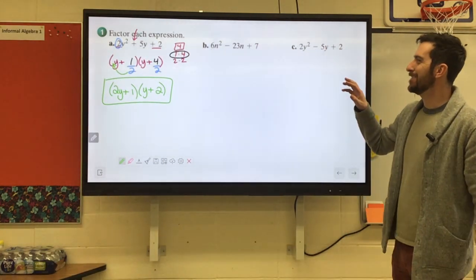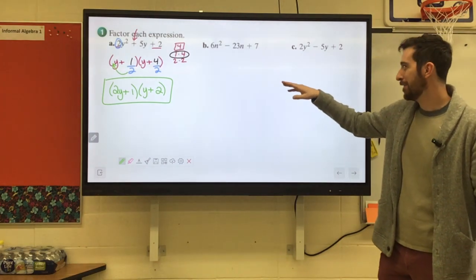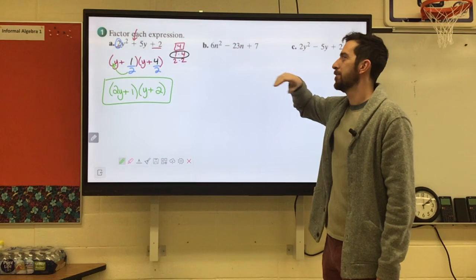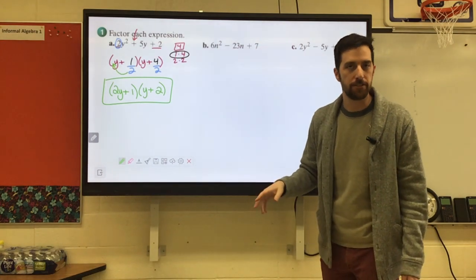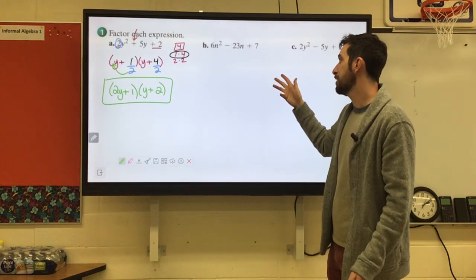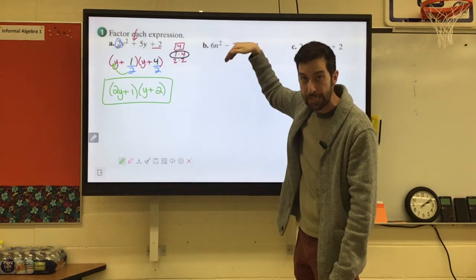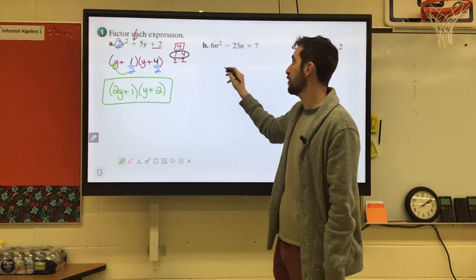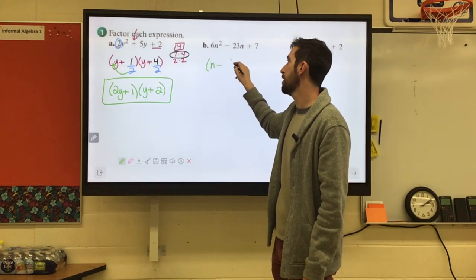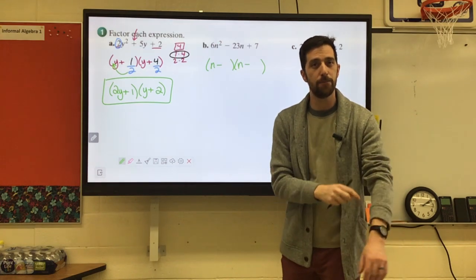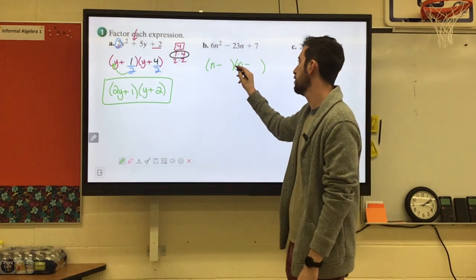Now, if you look at the initial problem we started with, it was basically this, except that 23 was plus. So, it's basically the same problem. The only difference is they multiplied to a positive 42 and they add up to negative 23. That just means they're going to have to both be minus. So it would be n minus, n minus. And the factors of 42 that added up to 23 were 2 and 21.